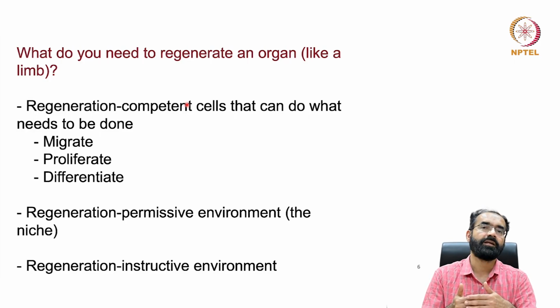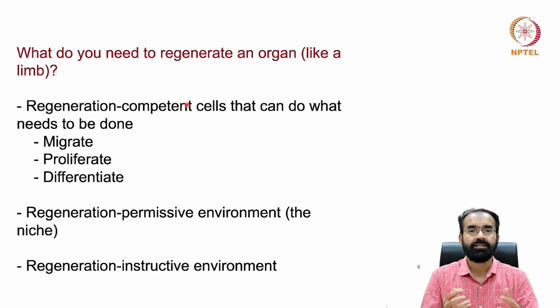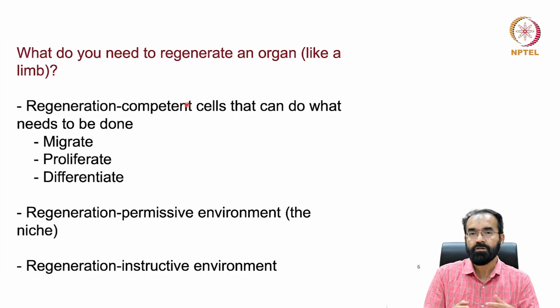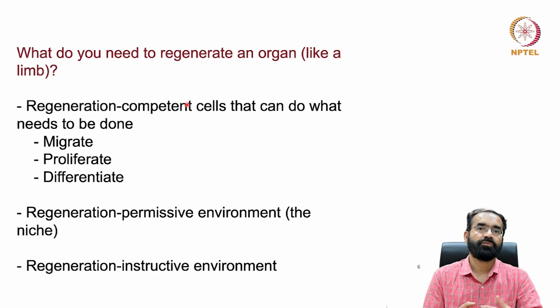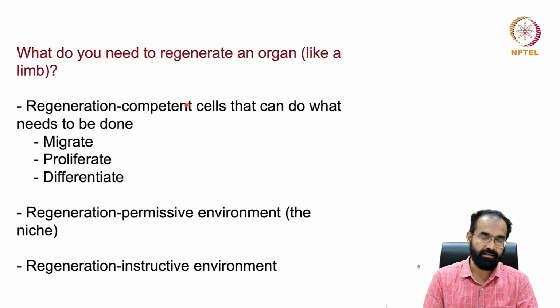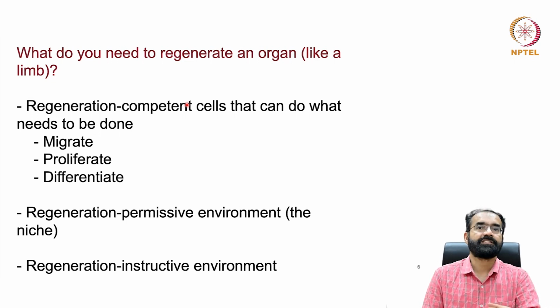So although your fingertip is a simple organ, when it comes to regeneration, it is not just making a copy of a hand. It is making a functional hand. That involves a lot of complex trajectories that have to come into the picture. Regeneration-competent cells that can do what needs to be done have to migrate, they have to proliferate, and they have to differentiate. So this is very, very important. And the regeneration-permissive environment, that is the regeneration-permissive niche, is a must.